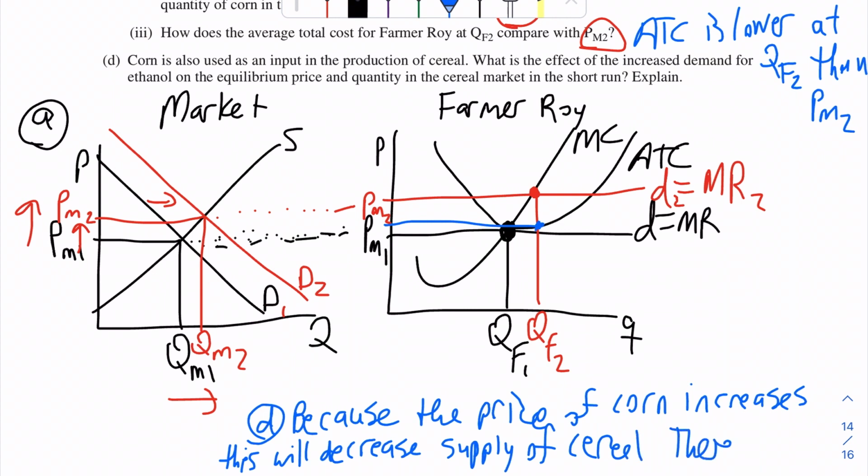Therefore, equilibrium price and quantity will, equilibrium price will increase, and equilibrium quantity will decrease. Okay, and that's all we have to put for part D.